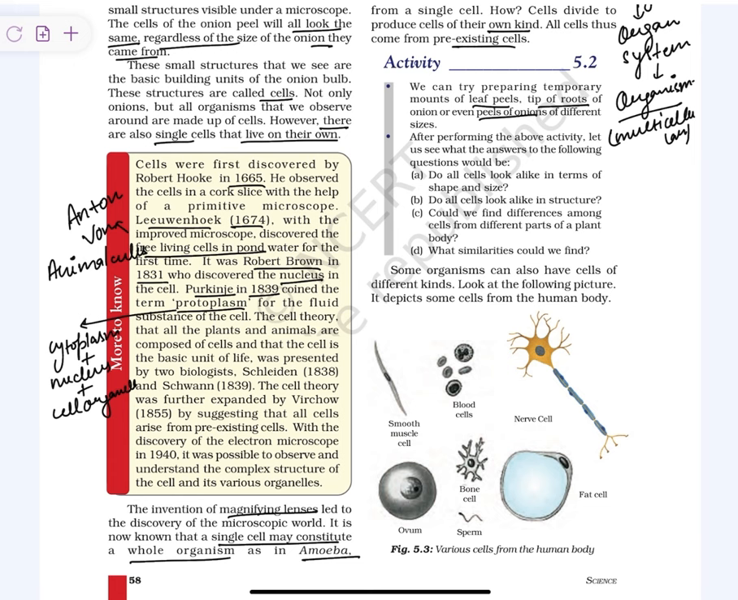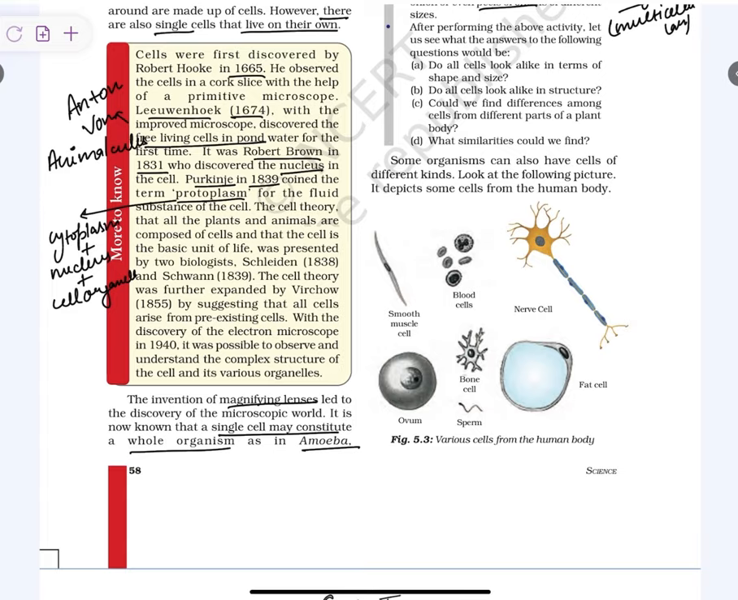There is one more term, which is protoplast. Protoplast is a cell without a cell wall. It will not include the cell wall but will include cytoplasm, nucleus, cell organelles as well as the cell membrane, which is the plasma membrane.